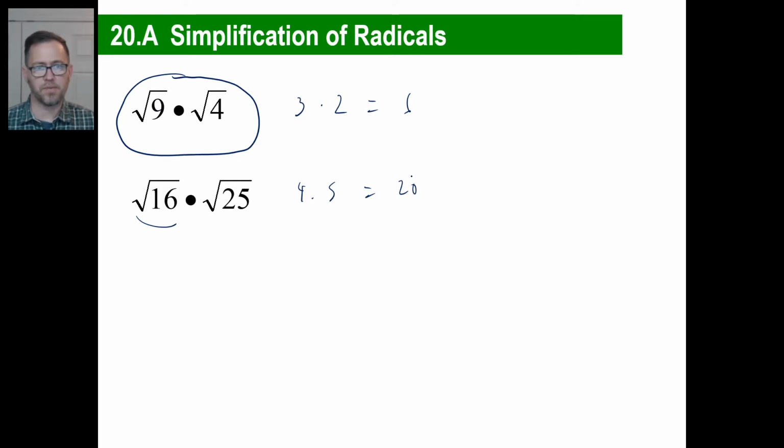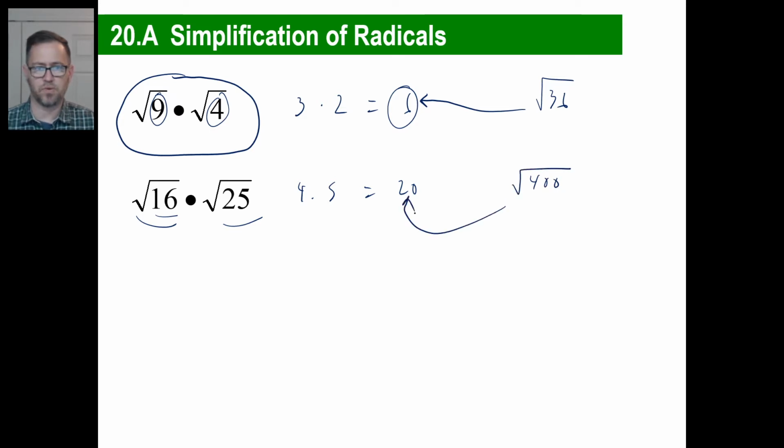All right? Well, somebody at some point went, wait a minute, look at this. 9 times 4 is 36, and the square root of 36 is also 6. And somebody went, look, 16 times 25 is 400, and the square root of 400 is actually 20. Hey, wait a minute, this works every time I try it. Whenever you multiply two numbers like this under a radical, it's the same thing as having them both as a product under one radical.